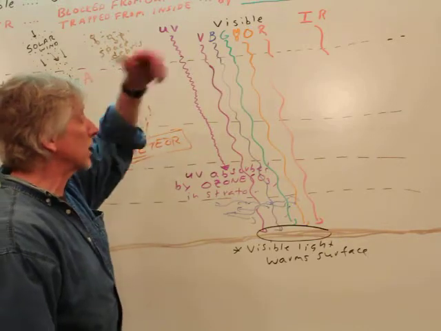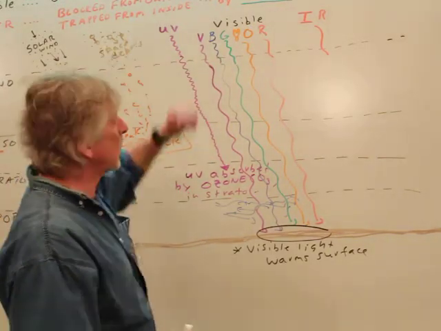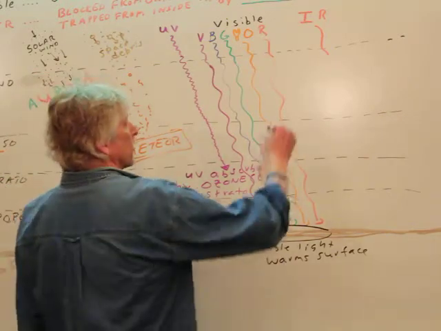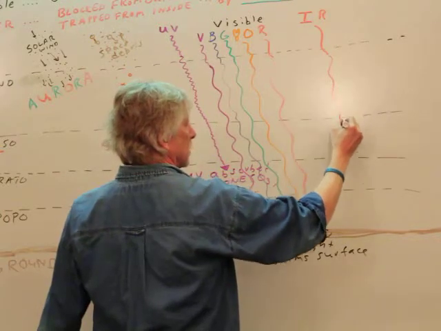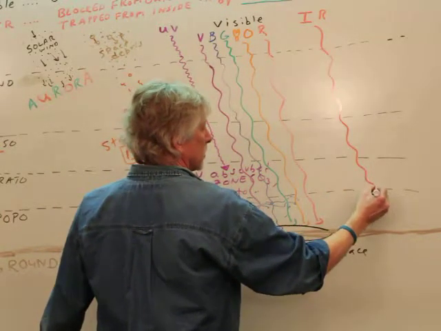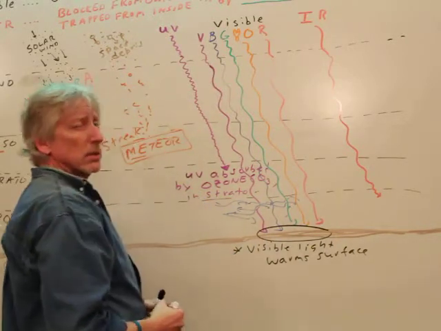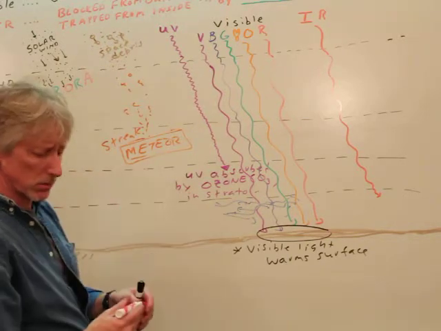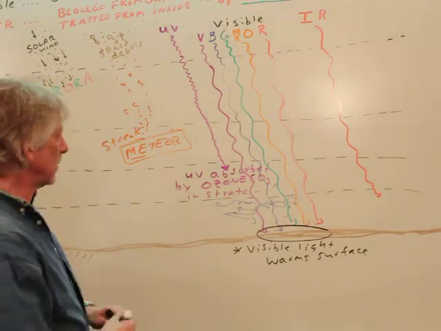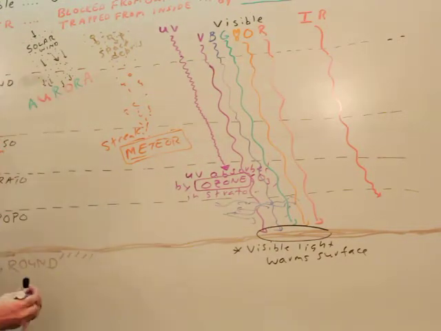One more thing we need to do is the infrared. What happens to the infrared? Well, as I said, it's blocked from the outside and trapped from the inside. What does that mean? Infrared's coming on through. It's coming on through, and something happens here. So let's talk about this layer. We've got aurora, meteor, ozone here. And we haven't talked too much about the troposphere. What's going on with the troposphere? What is it? All right.